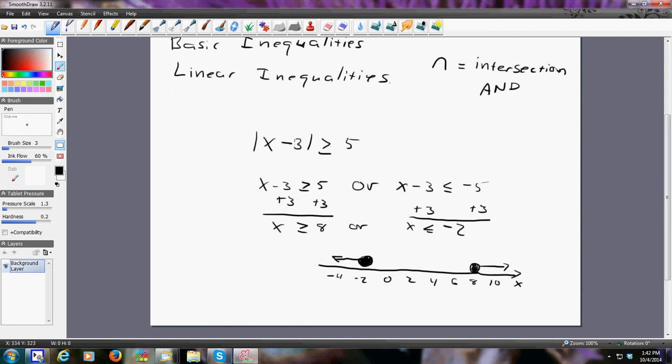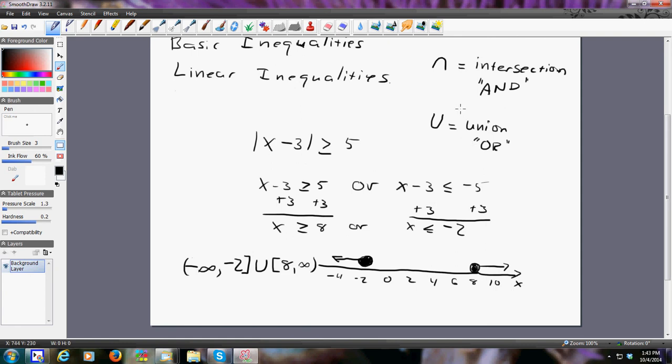If you plug 0 in, you're going to get negative 3, and then it's the absolute value of negative 3. So it's 3, and 3 is not greater than or equal to 5. Anything less doesn't work. So the way you write this in set notation is you'd say negative infinity to negative 2 inclusive, or this means union, 8 to infinity.